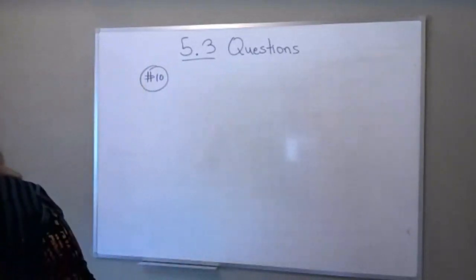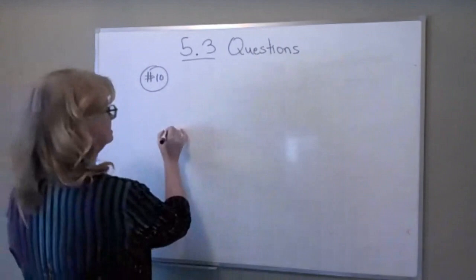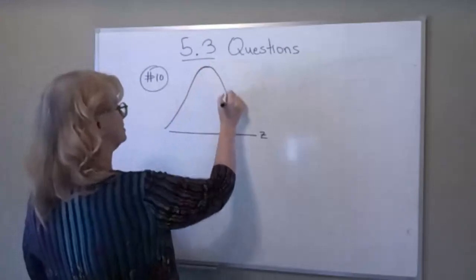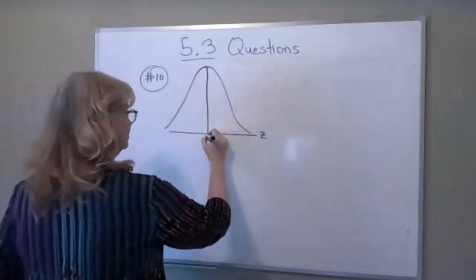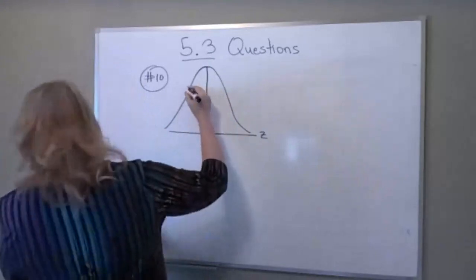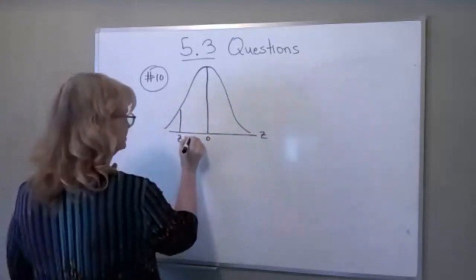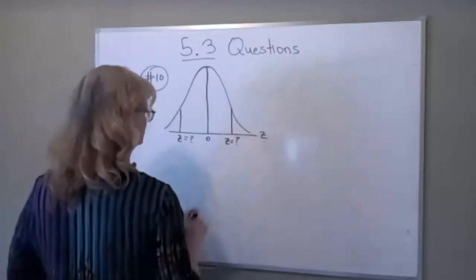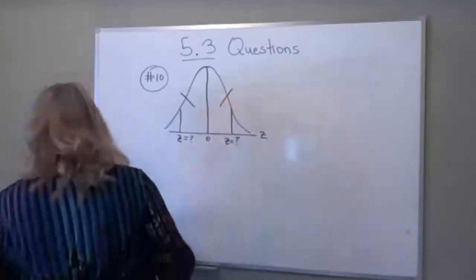On my number 10, it says find the indicated z-scores shown in the graph. They've given me a graph, so I'm going to draw the picture. They draw theirs much taller than I draw mine. They have a 0 here, and they have a Z right here. They have this shaded area. They have a Z here like this, and then a Z here like this. And then they also have arrows pointing to those two.